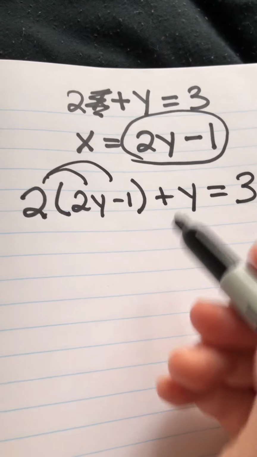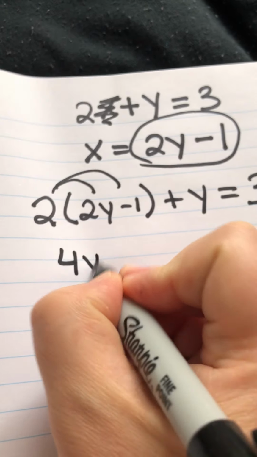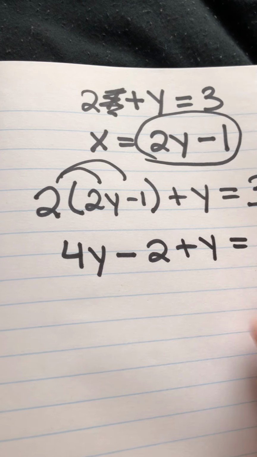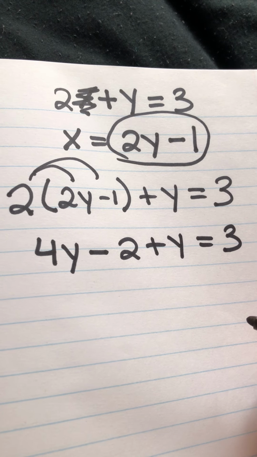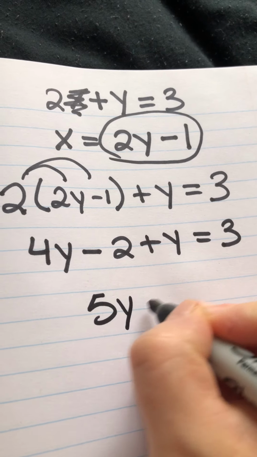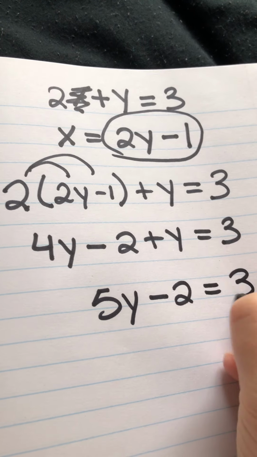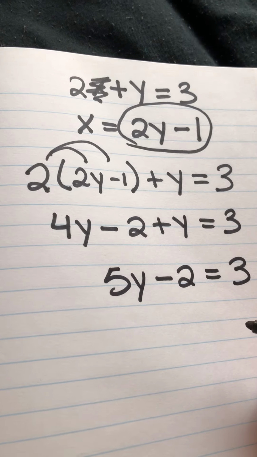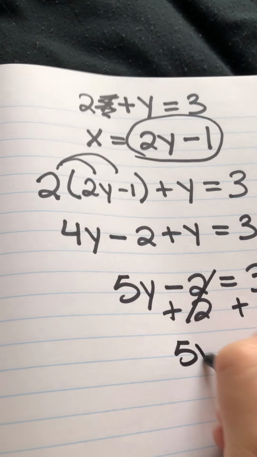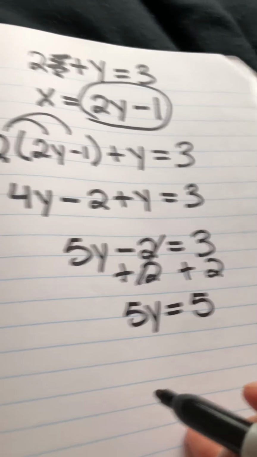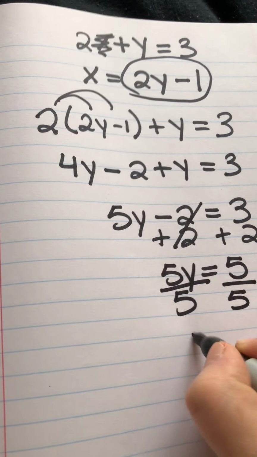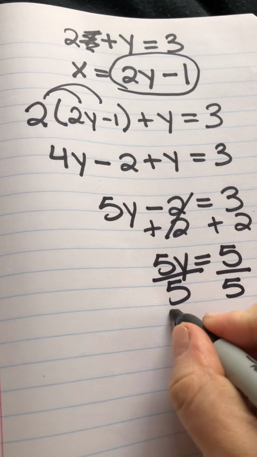So I'm going to go ahead and distribute, which is going to give me 4y minus 2 plus y is equal to 3. I'm going to combine my like terms. 4y and y will give me 5y minus 2 is equal to 3. I'm going to add my 2 to both sides, and I'll get 5y is equal to 5. And I'll divide both sides by 5, and I'll get y is equal to 1.